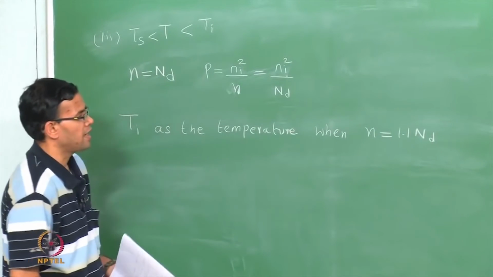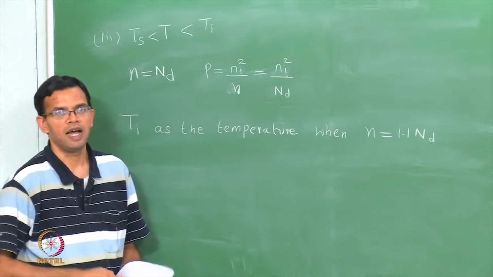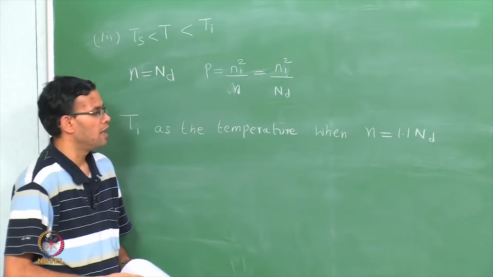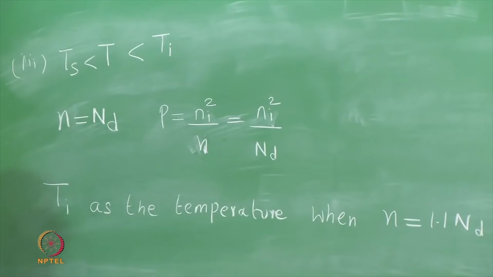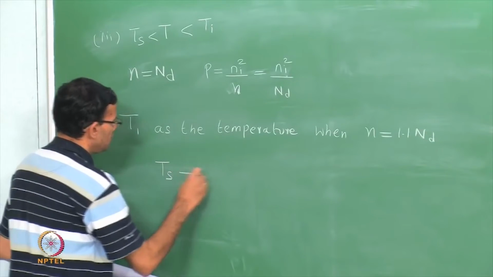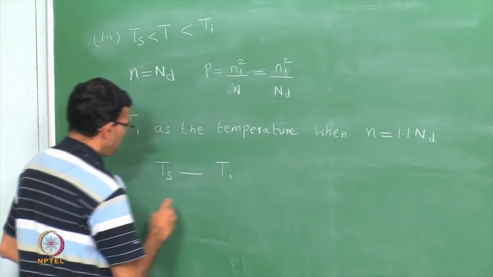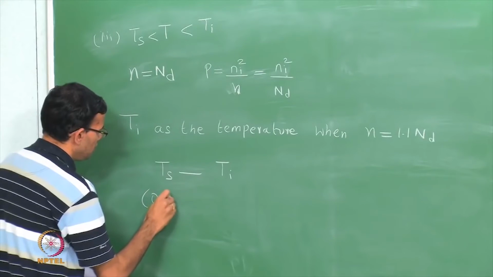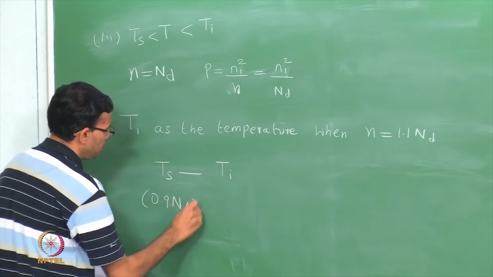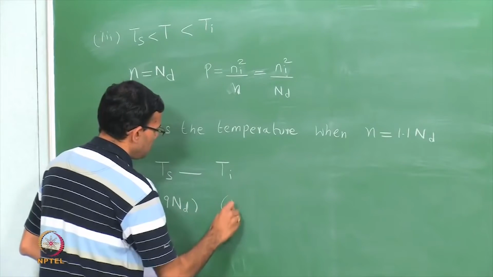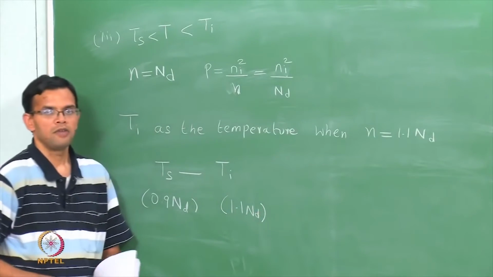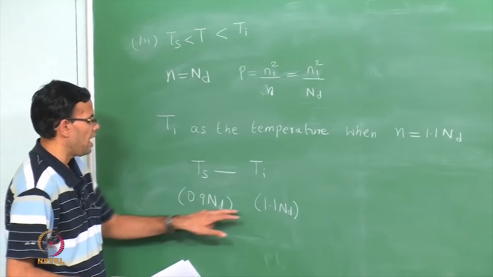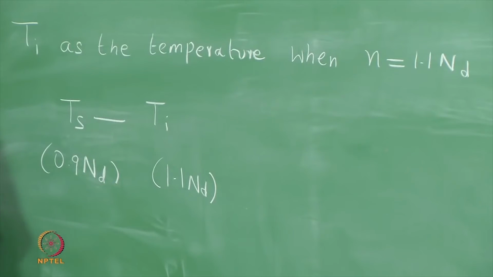So, you have extra carriers that are now coming from the valence band of the silicon, and this makes it an intrinsic semiconductor. So, we had two temperatures, Ts and Ti. Ts was 0.9 Nd, Ti is 1.1 Nd. So, we have a regime where the carrier concentration varies within 10%.